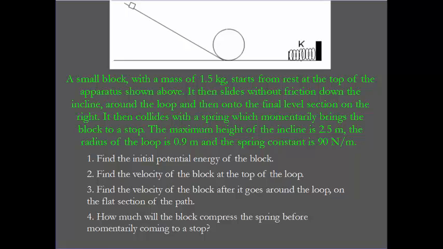So, the block is 2.5 meters up. And the radius of the loop is 0.9 meters. Remember, the radius is half the diameter. So from the center down would be 0.9 meters, and then another 0.9 meters to the top. So our important height would be 1.8 meters.